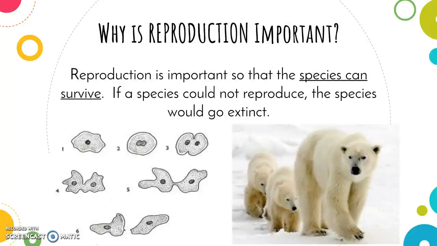Finally, cell division is important for reproduction. In order for a species to survive, it has to be able to reproduce. And in order for it to reproduce, it has to go through either mitosis, if I'm a single-celled organism, or meiosis to create those sex cells if I'm a multi-celled organism.